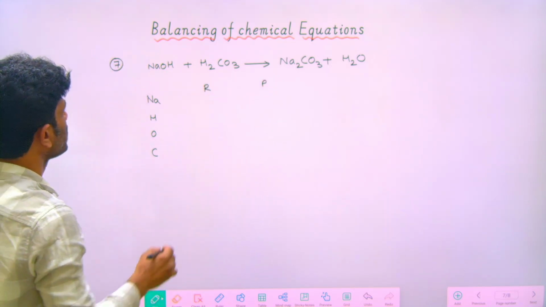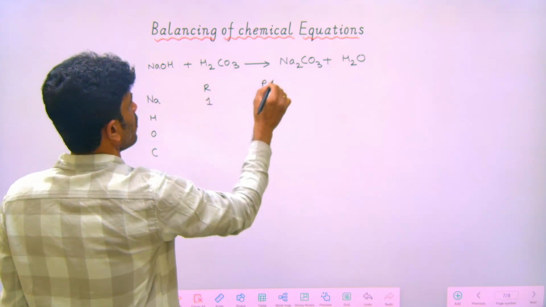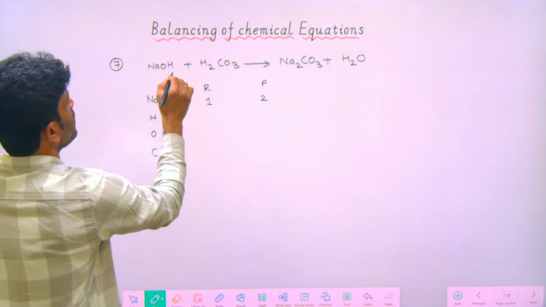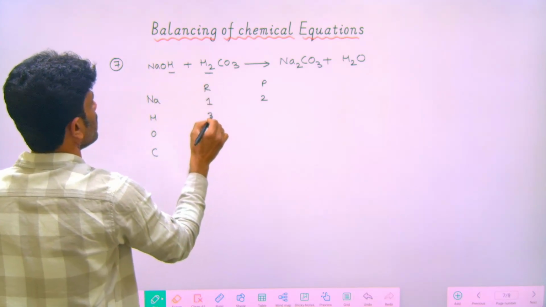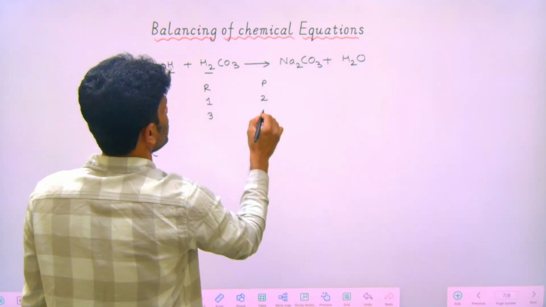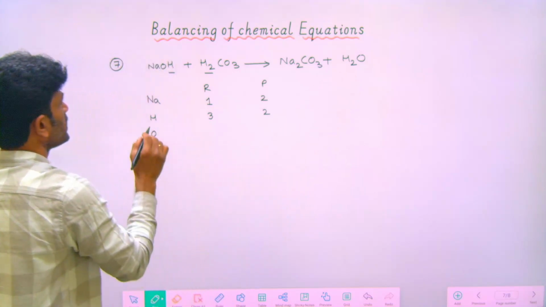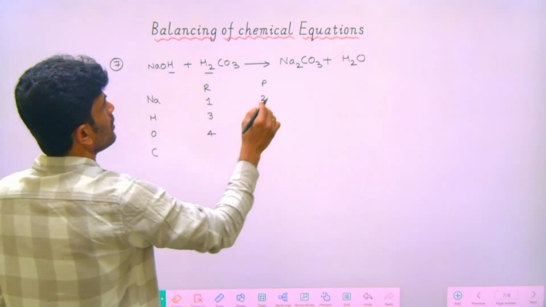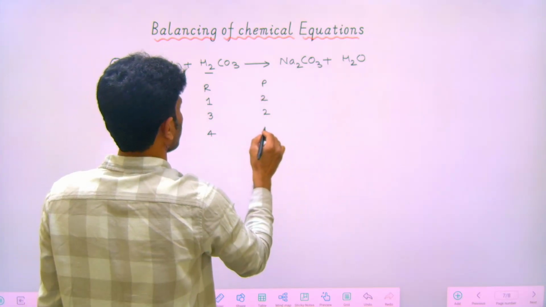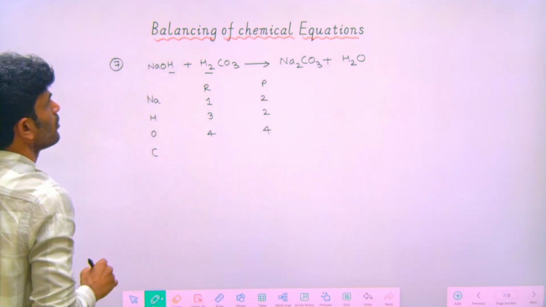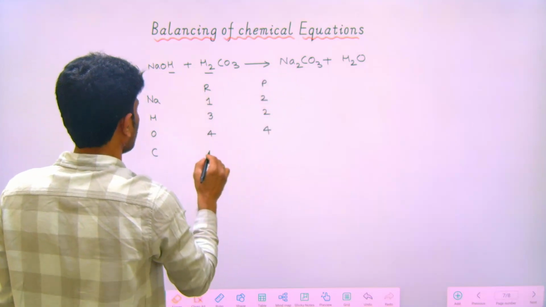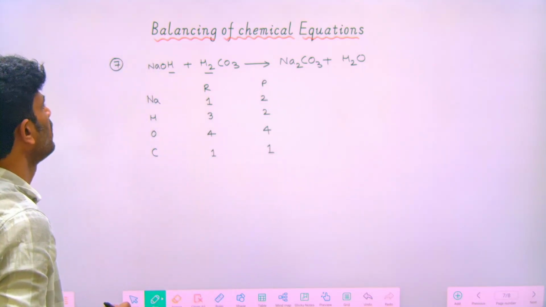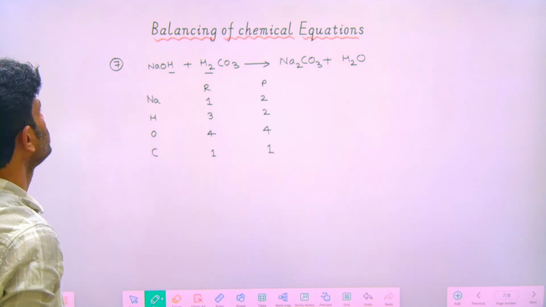On the reactant side, how many sodiums are there? Only one. Product side, how many? 2. Then hydrogens, reactant side here 1, here 2, total 3. But here only 2. Next oxygens, here we have 1, here 3. 1 plus 3, 4. Here how many? 3 plus 1, 4. Oxygens are already balanced. Carbons here 1, here also 1. So sodiums and hydrogens should be balanced.